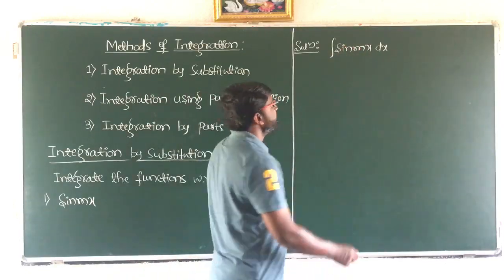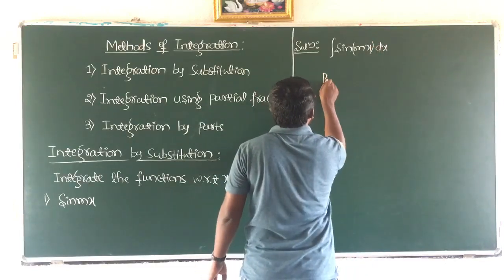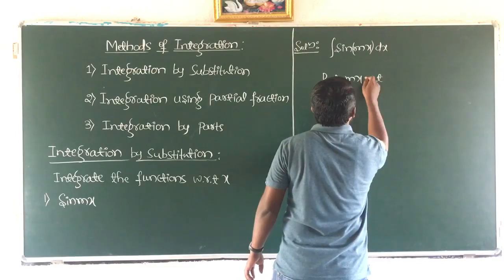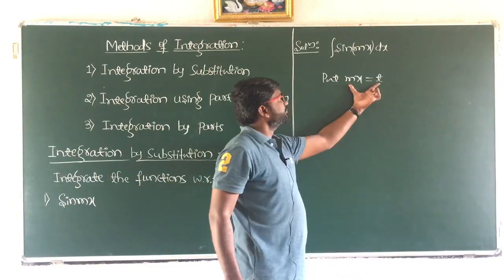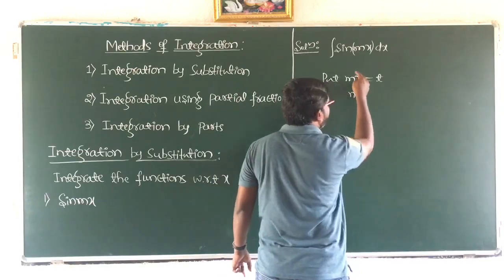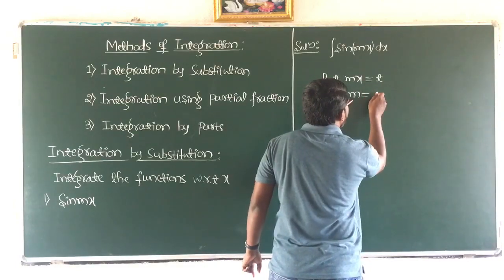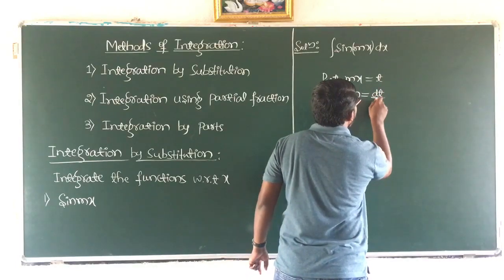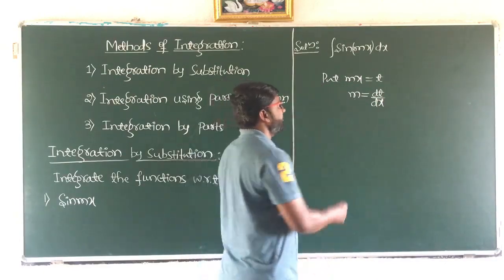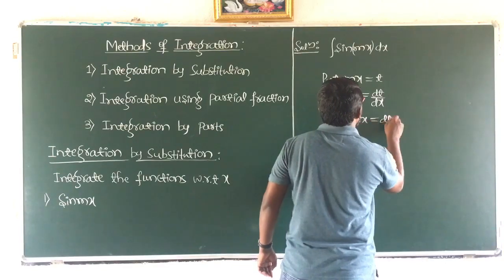So what I do is I consider this mx as t. Put mx equal to t. Now differentiate both the sides with respect to x. m is a constant, I write it as it is. Then derivative of x will be 1, which equals dt by dx. Now take this to the LHS, it will be multiplied with m. We get m dx equals dt.